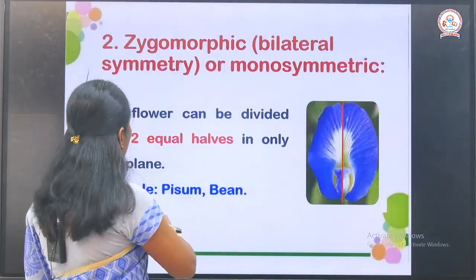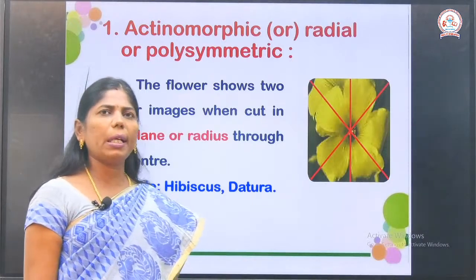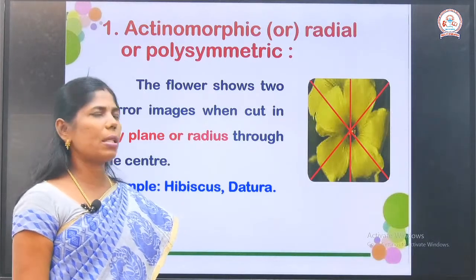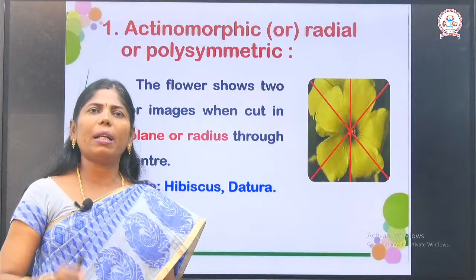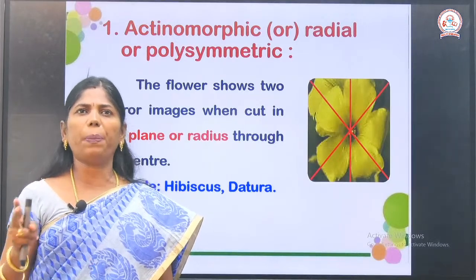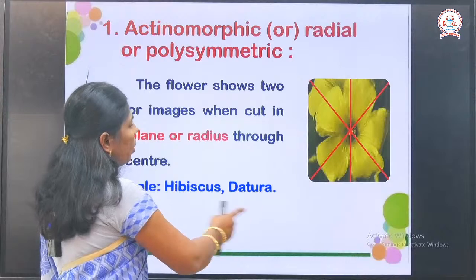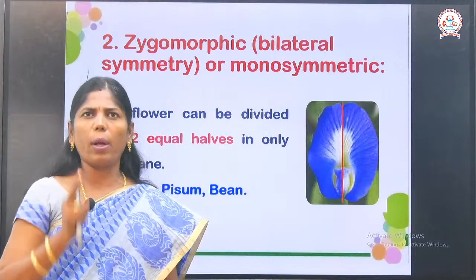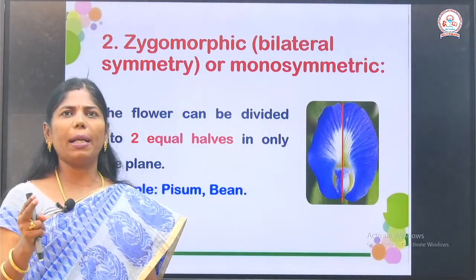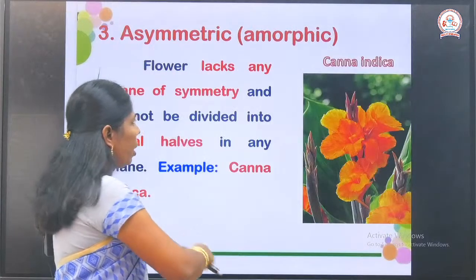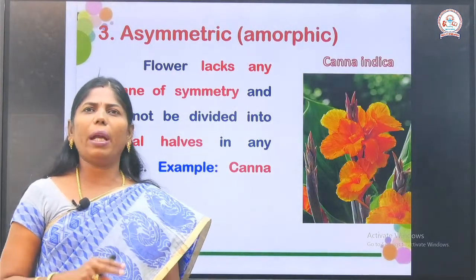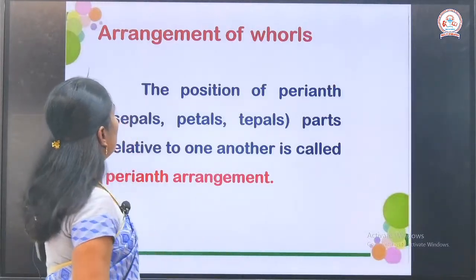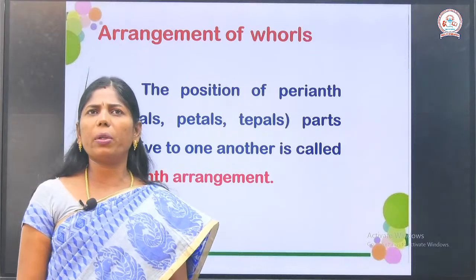So, based on floral symmetry, it is divided into three types. The first is actinomorphic, the second is zygomorphic, and the third is asymmetric. Actinomorphic: we can divide it into two equal halves through any plane, so that is polysymmetric or radial symmetry. Zygomorphic: we can divide it into two equal halves through only one plane, so that is zygomorphic or bilateral symmetry. Another one: we cannot divide it into two equal halves through any plane, so that is asymmetric. All the examples are very important. That is an important 5-mark question.